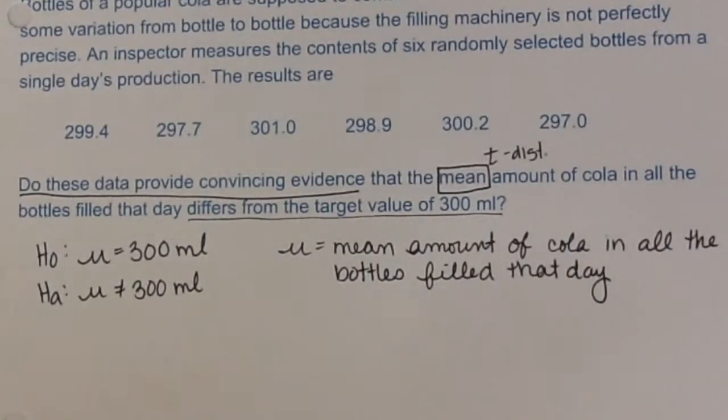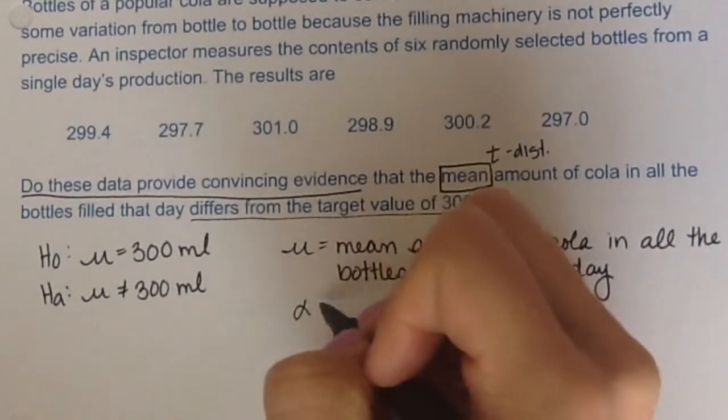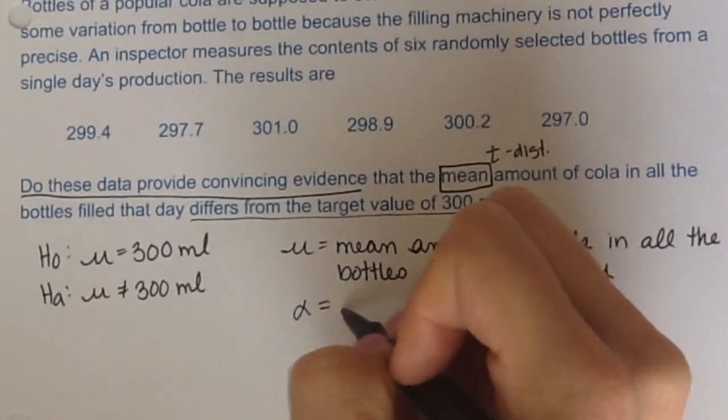So we have our null hypothesis of mean is equal to 300 milliliters against our alternative hypothesis that the mean is not equal to 300 milliliters, again because we're just checking to see if it differs. Then we've given our parameter of interest. We've defined the mu that we're using here, where mu is the mean amount of cola in all the bottles filled that day. Now along with this, I want to give my alpha level. It's always easier for me to make a decision if I have an alpha level set from the beginning. It wasn't specified, so I'm going to go ahead and use the most common alpha level of 0.05.